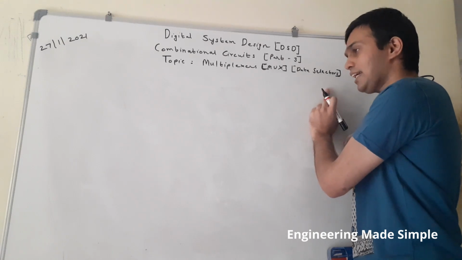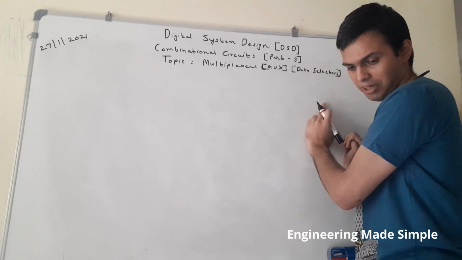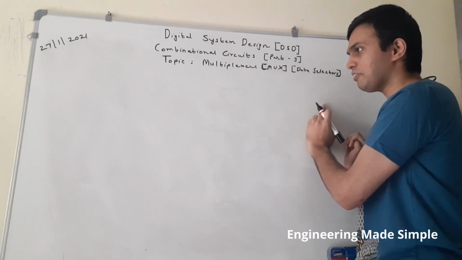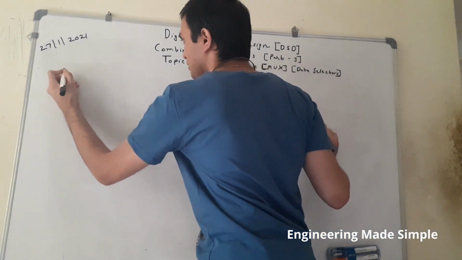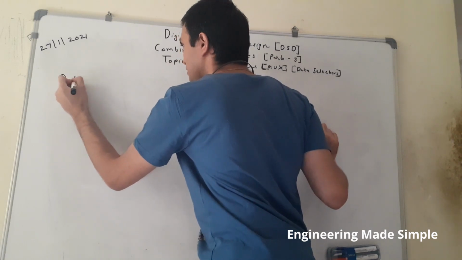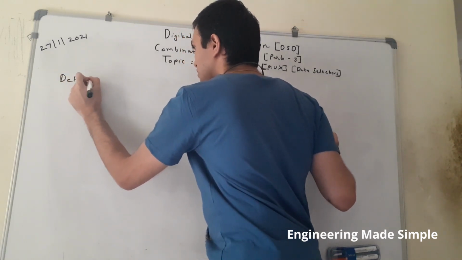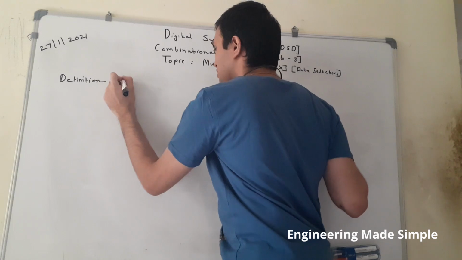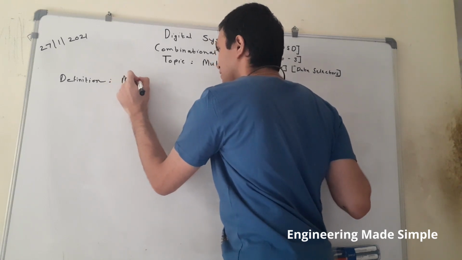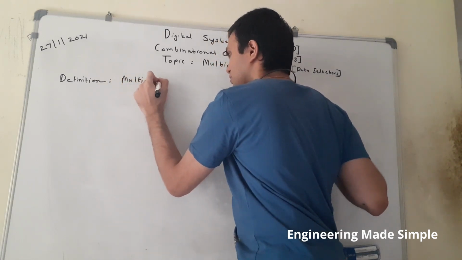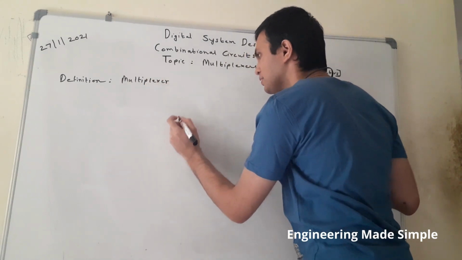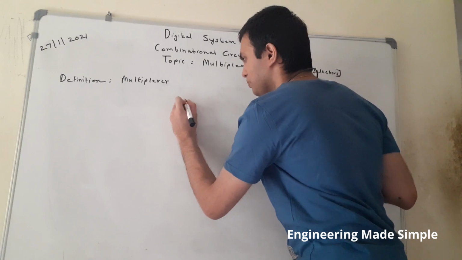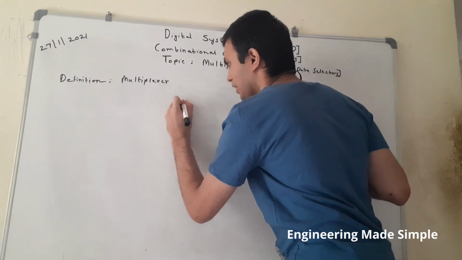So now let us understand this particular circuit and why we need to study it. First of all, let us define what we mean by a multiplexer or MUX. So this is the definition of a multiplexer circuit. So what is a multiplexer? I will explain it with the help of a block diagram.